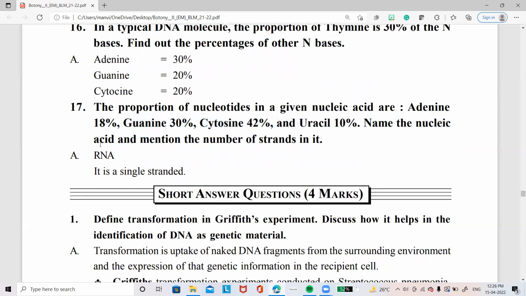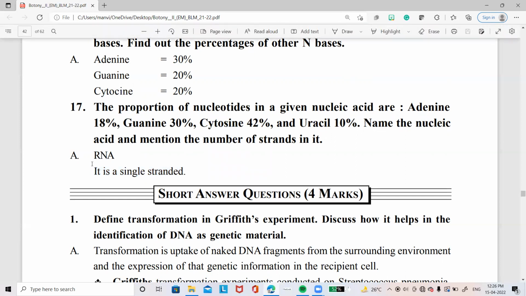So the answer for this question: using the given proportion of nucleotides, I recognize it as RNA, and it is single stranded because they are not equal in number. Guanine is not equal to cytosine here. Adenine is not equal to uracil. Hence, we can say it is RNA and it is single stranded.